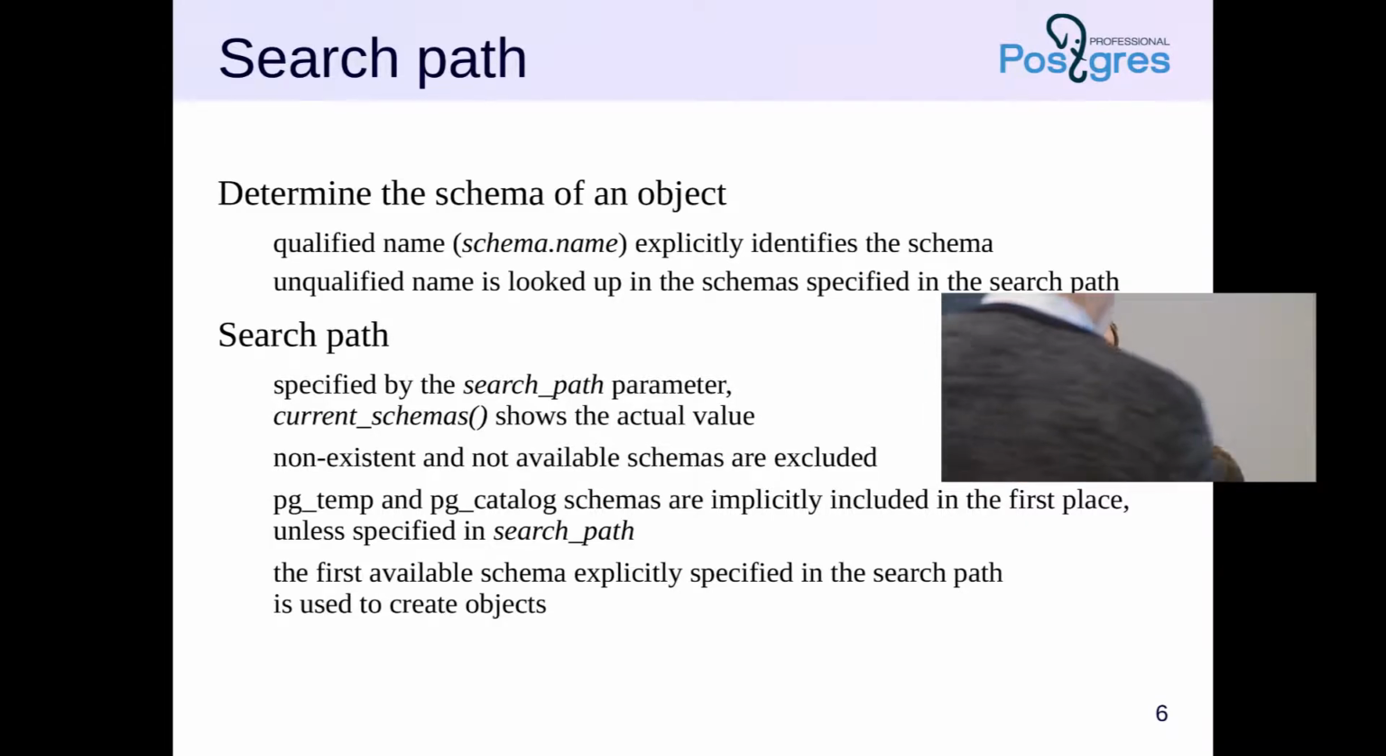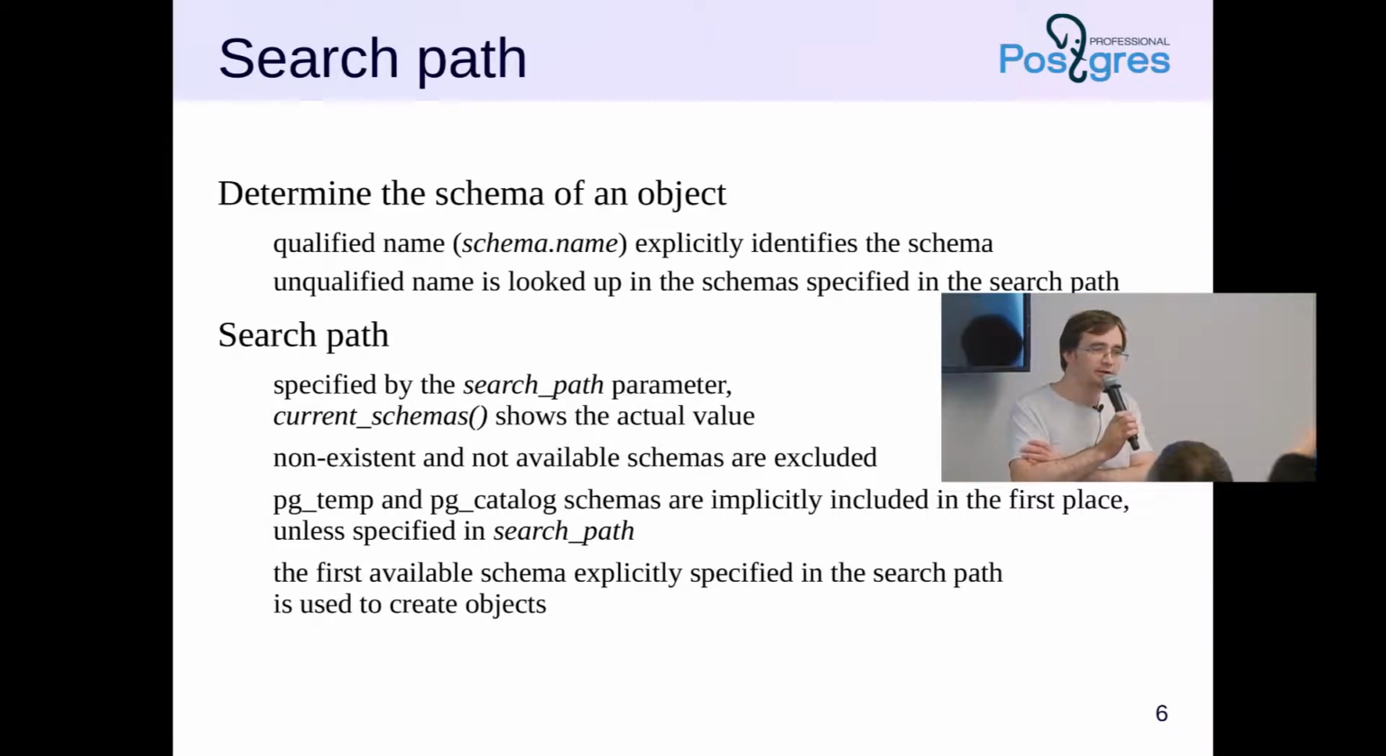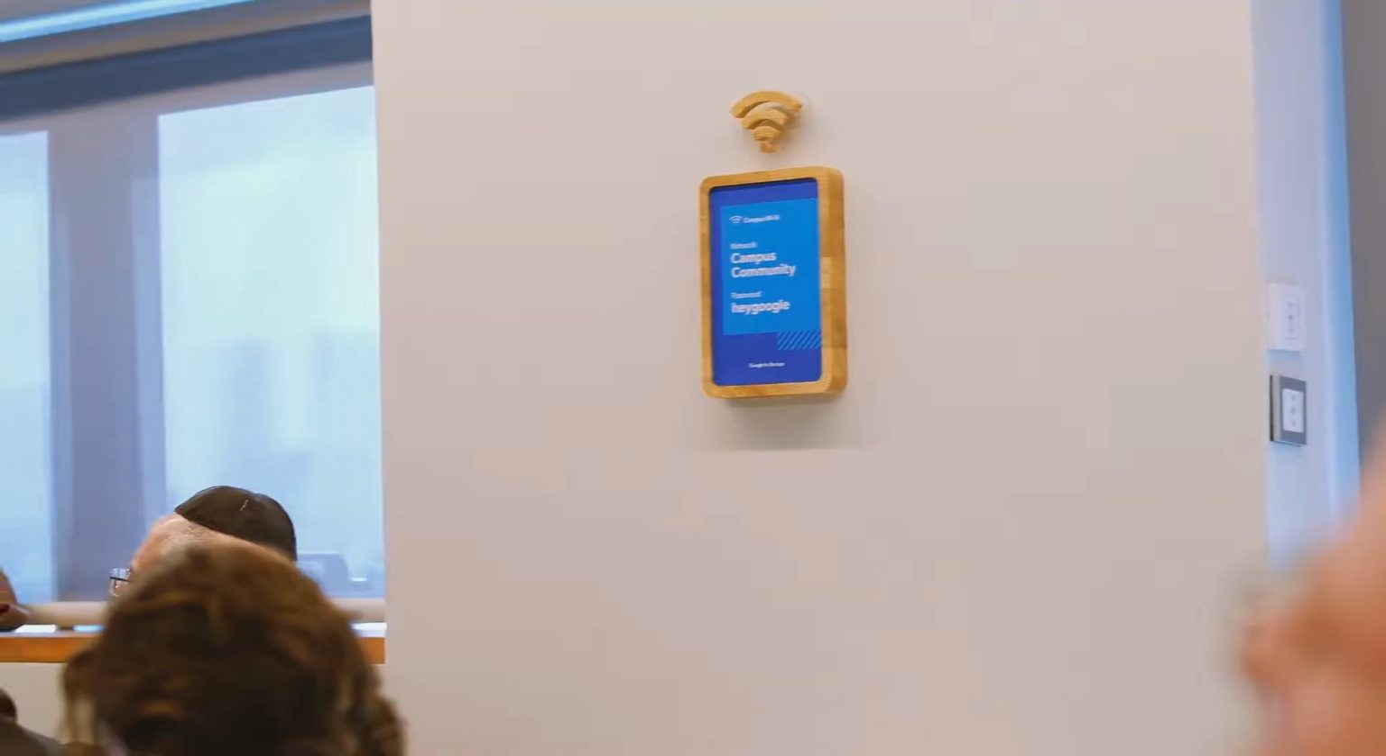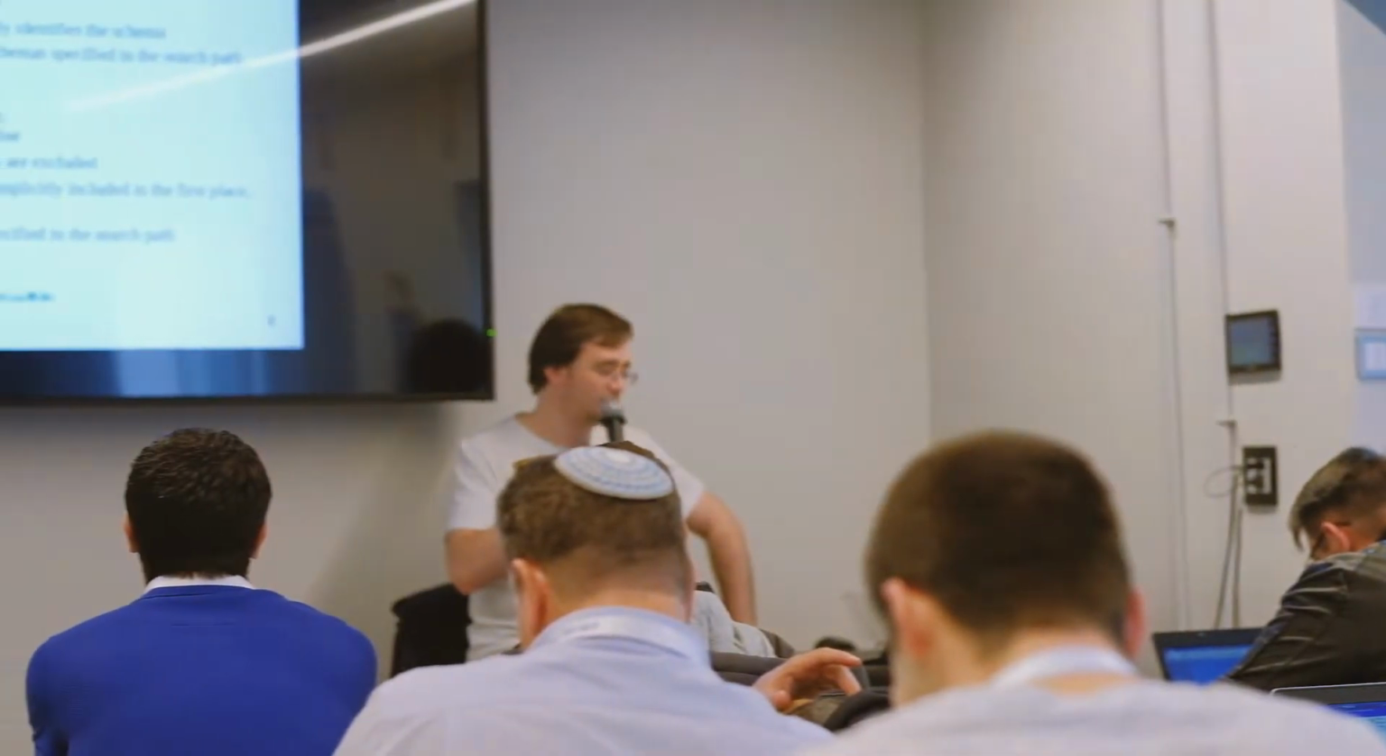You can explicitly specify schema name in object name. You can write schema dot name of your, say, table. For example, you can write select public.t star from public.t. Public is schema name and t is your table name.